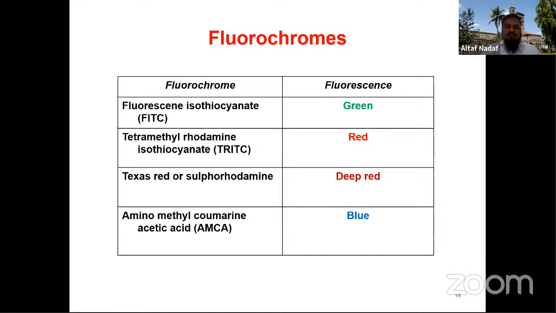Okay, now as I was telling you, they get excited under a particular wavelength, and then they emit the light that could be observed under a fluorescent microscope. So you have FITC fluorochrome, which gives a green fluorescence. You have tetramethyl rhodamine isothiocyanate, which gives you the red fluorescence. Texas red or sulforhodamine gives deep red, and then MCA gives you the blue color fluorescence.